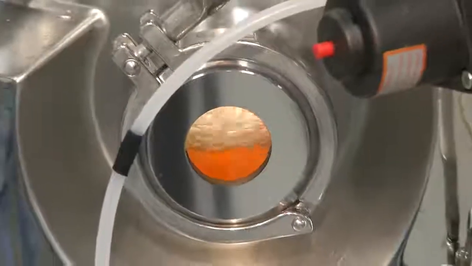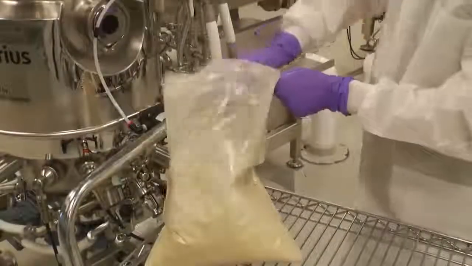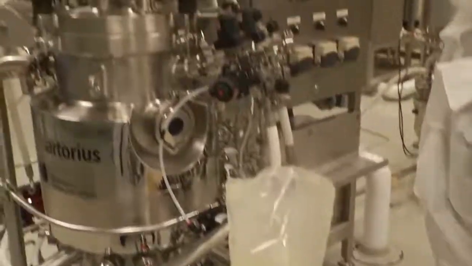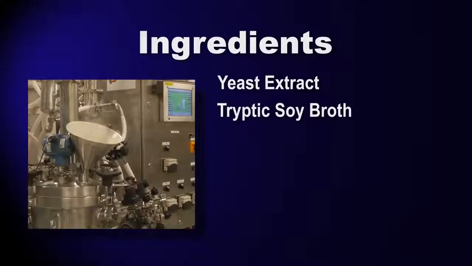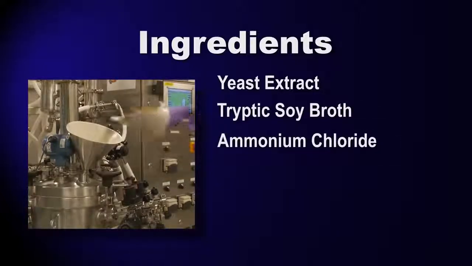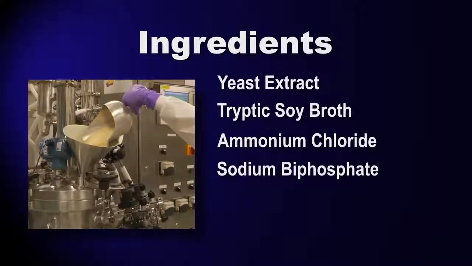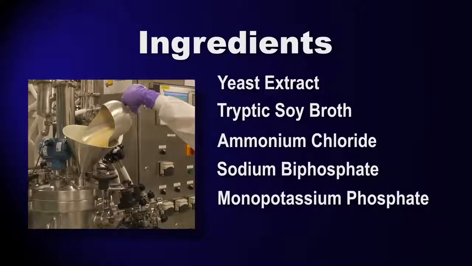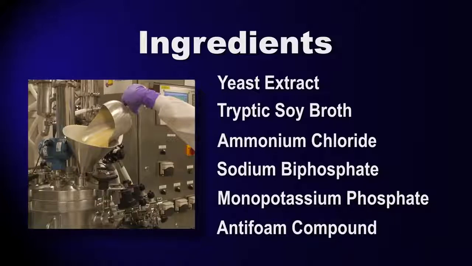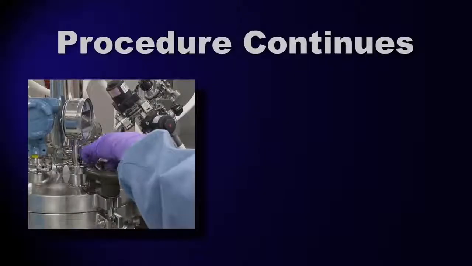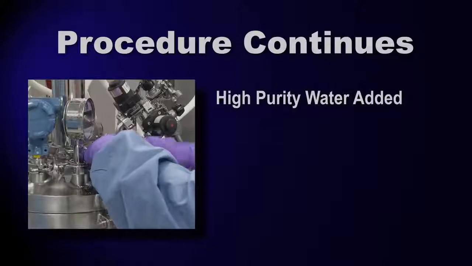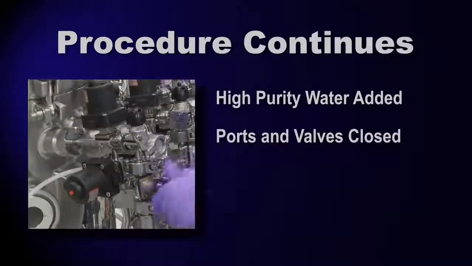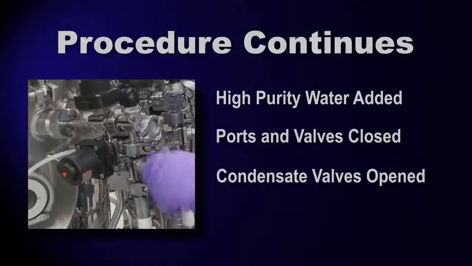The agitator is turned on, and the ingredients are added: yeast extract, tryptic soy broth, ammonium chloride, sodium biphosphate, monopotassium phosphate, and an anti-foam compound. Once all the initial ingredients are in, another 10 kilograms of high-purity water is added. All ports and valves are closed. All condensate valves are opened.